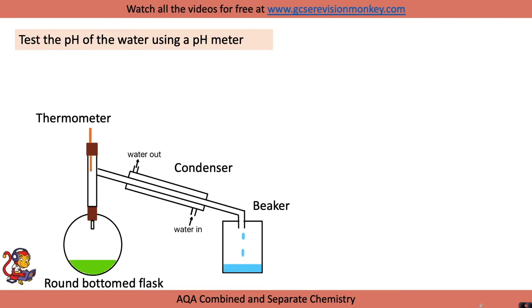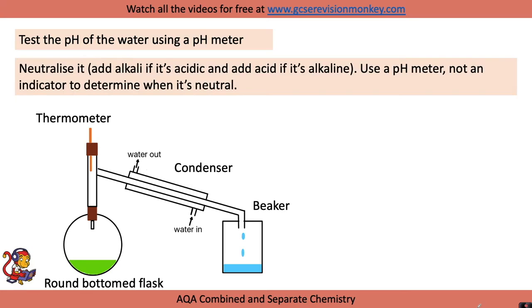So in this purification process, we would test the pH of the water using a pH meter. We would neutralise it if we needed to by adding alkali if it's acidic or adding acid if it's an alkali. And we use a pH meter, not an indicator, to determine when it's neutral. Because if you're trying to purify a sample, there's no point adding an indicator like universal indicator in there because you're just contaminating it. And a pH meter is going to give you a much more accurate result.